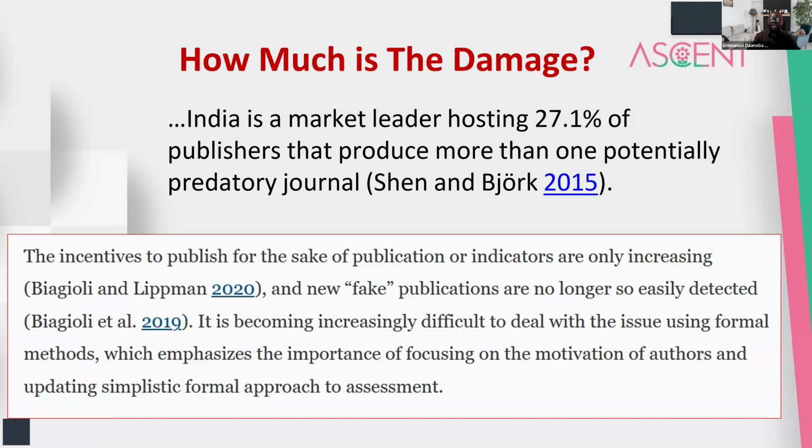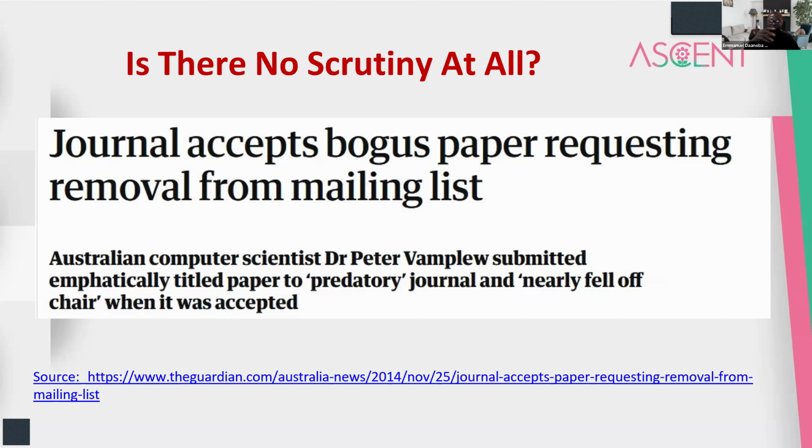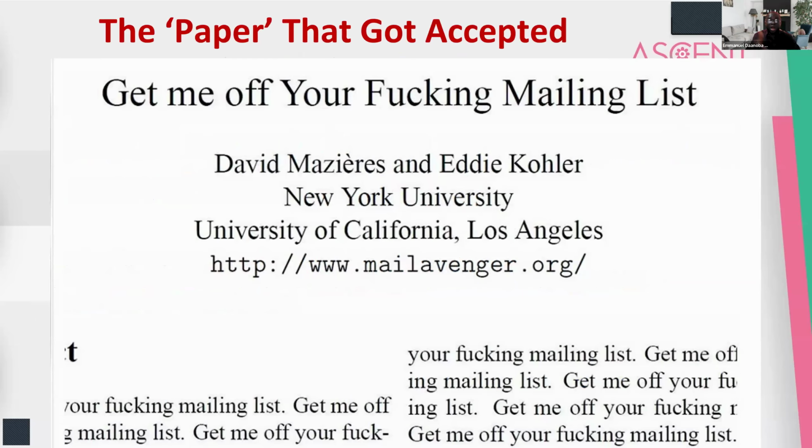So let us be very watchful. I will show you how to scrutinize and know whether a journal is predatory or not. So is there no scrutiny at all? That's the question. Journal assess bogus paper requesting removal from mailing list. So this is a paper, you can read this and see what is happening. Look at this paper. Somebody just crafted something nonsensical, excuse me to use that word, but it got accepted because it's a predatory journal. Get me off your mailing list.